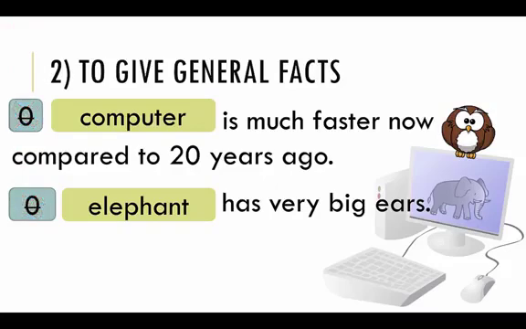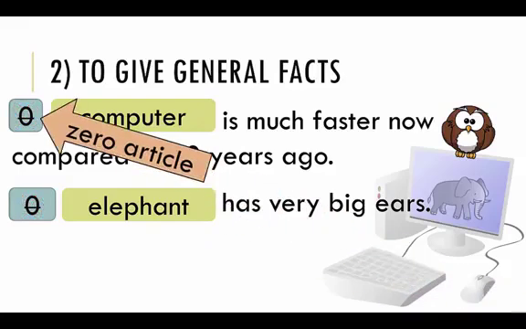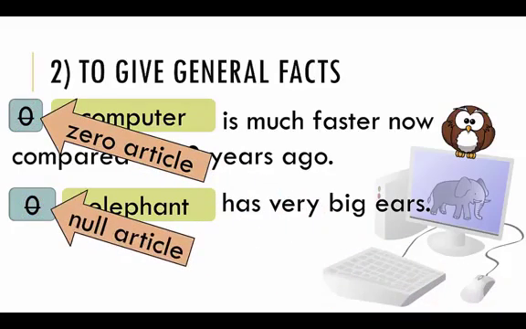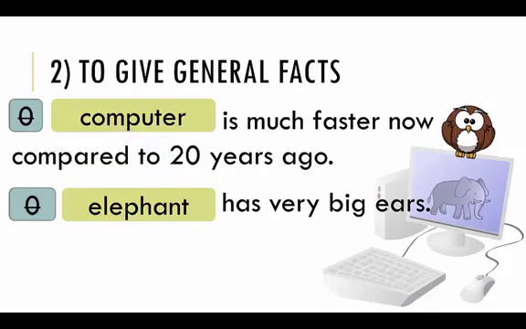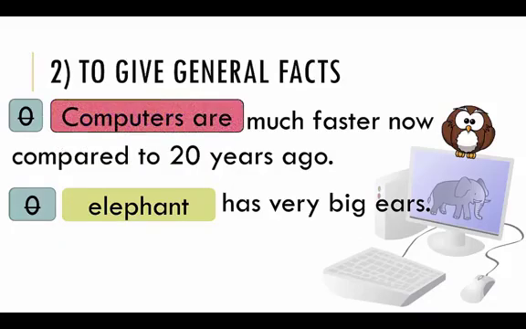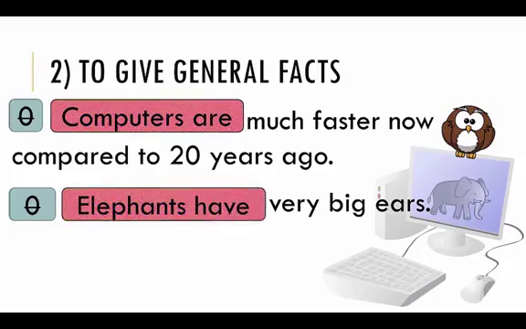The zero with a line through it is called zero article or null article. Both are correct names. Then, change the noun to plural form. In other words, the example would become, computers are much faster now compared to 20 years ago. Elephants have very big ears. Again, making the noun plural is a way to give facts.